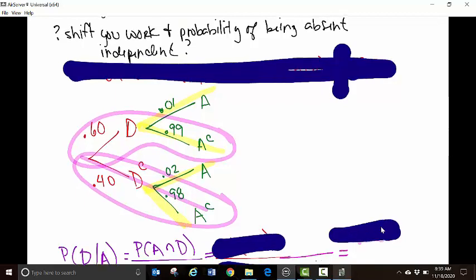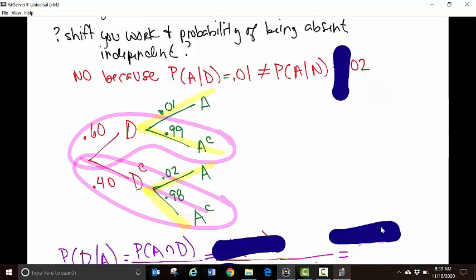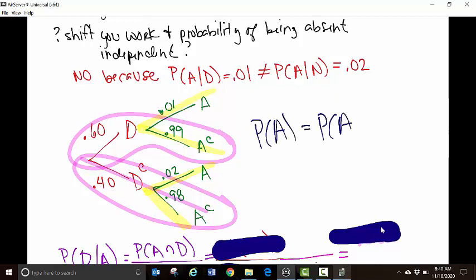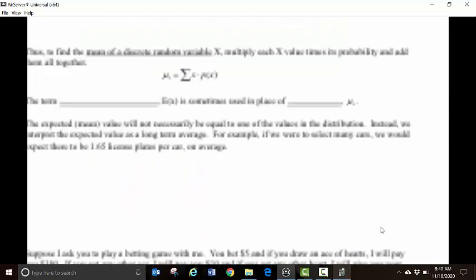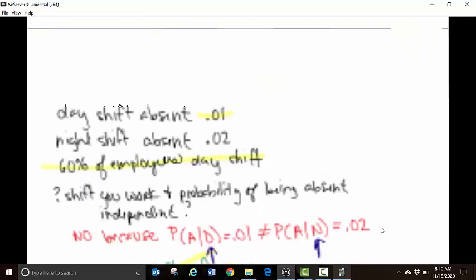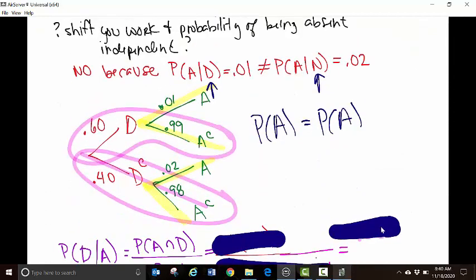Okay, so let's look and see. It wants to know if they are dependent. Okay, they would be independent if the probability of absent and working the day shift was the same as the probability of being absent and working the night shift, right? The probability of absent would be the same no matter what shift you work. But that's not true, because if you work the day shift, you're only likely to be absent 1% of the time, but if you work the night shift, you're likely to be absent 2% of the time. So there's some dependency there.